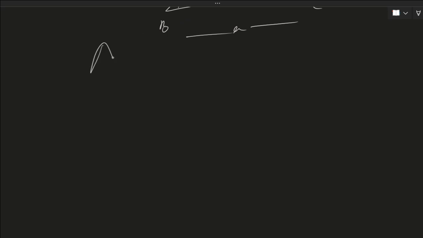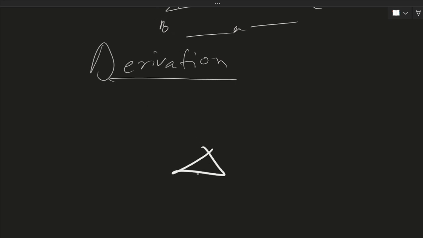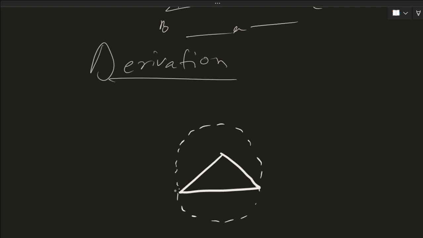Now, how do you derive this? Suppose you've got a triangle. What you do is pretty clever. You draw a circle, and you assume this point to be the center. Okay, wait, we'll try one more way.